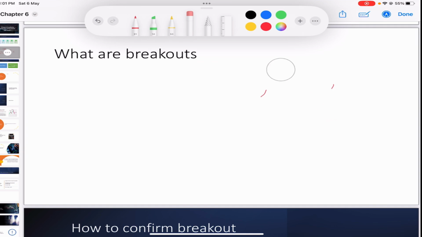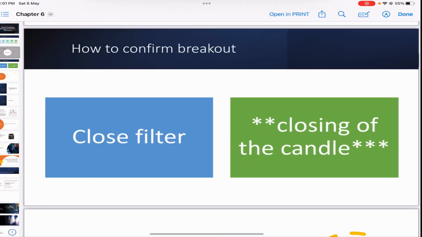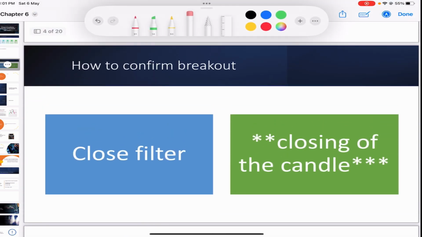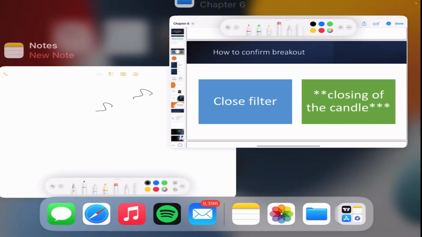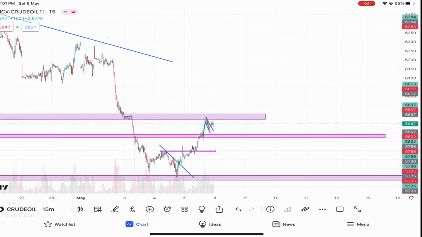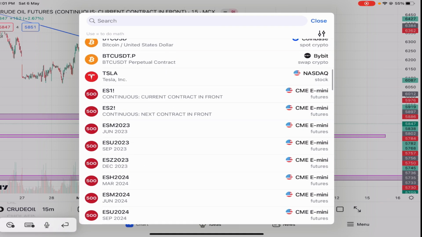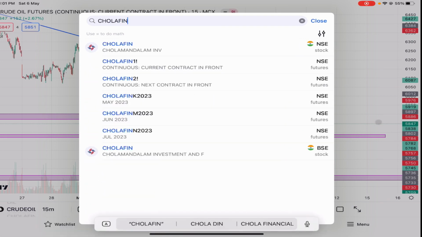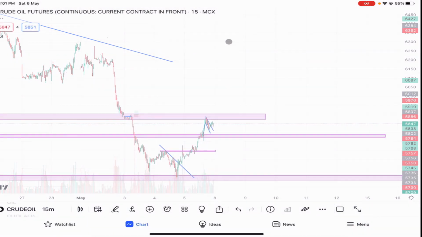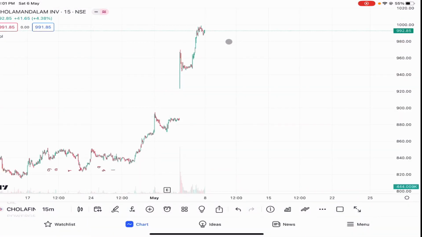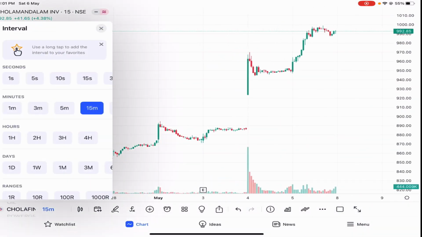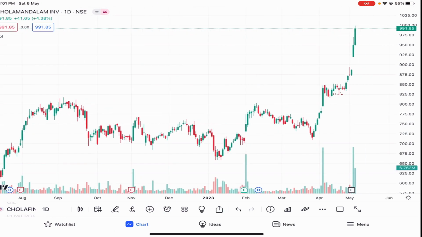Alright. Okay. Moving on, how to confirm a breakout. So first thing is breakout. Now I also need to know how I have to confirm the breakout. Before that, let's just quickly see some practical examples of breakouts so you will be able to understand better. Let me take a proper stock. Okay, let me just take Chola Finance. This is one of my favorite stocks. I absolutely love this stock. Let me go on a daily chart here.